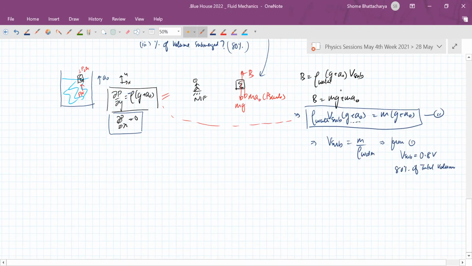You can think of this as like the effective weight. Okay, and this is also changing by the same factor. No? That's why the percentage of volume submerged does not change. See, the formula of volume submerged we are getting is the mass of the object divided by density of water. And it was the same in the first case also.